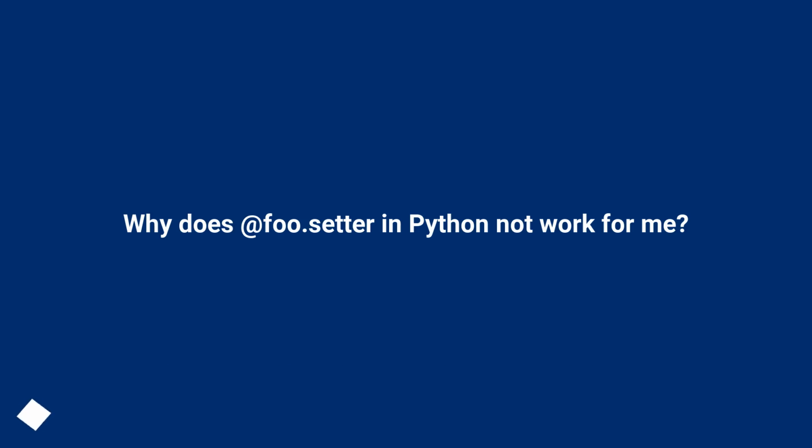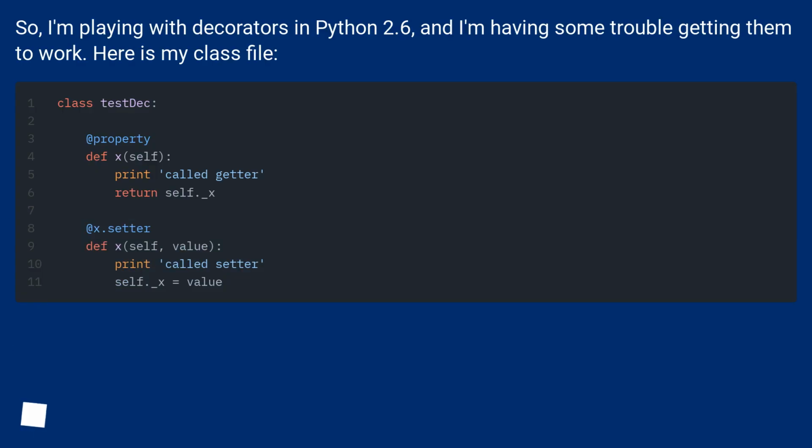Why does that food.setter in Python not work for me? So, I'm playing with decorators in Python 2.6, and I'm having some trouble getting them to work. Here is my class file.